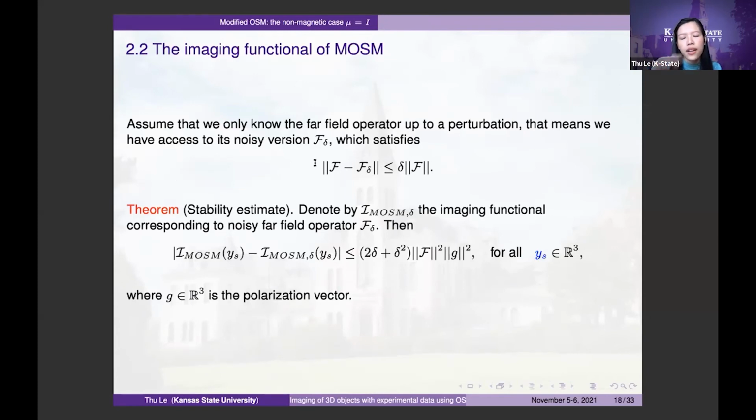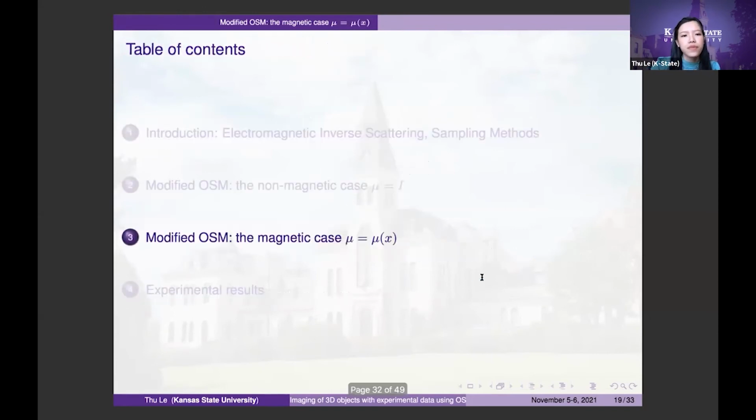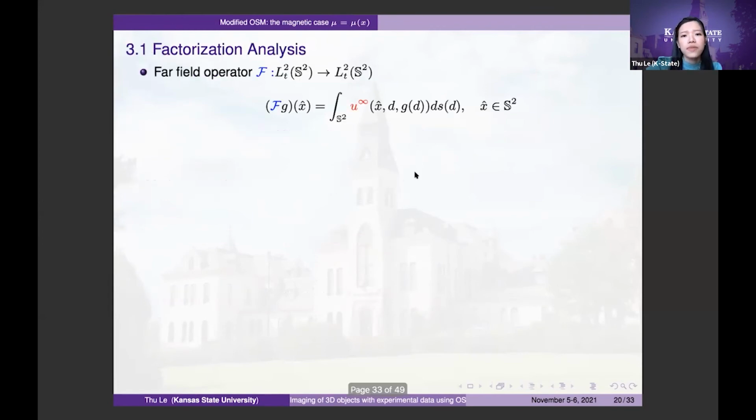So we assume that if the data that we have is noisy up to this perturbation, then the error in the imaging functional is bounded above by that quantity. Okay. And next, modified OSM, we study it for the magnetic case, where you have here mu, which can be any arbitrary matrix valued function, not just an identity matrix. So the idea is pretty much the same.